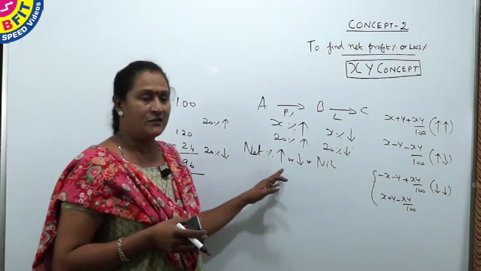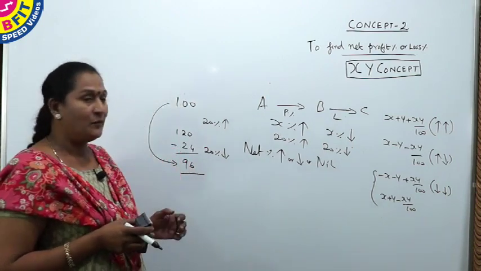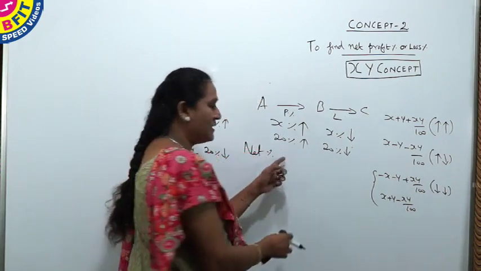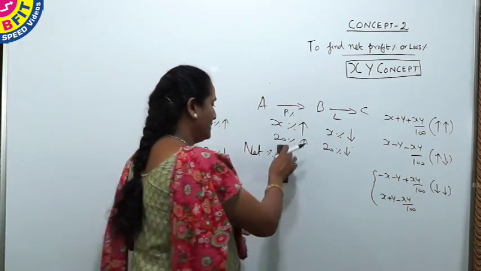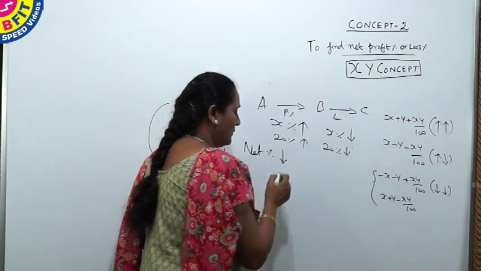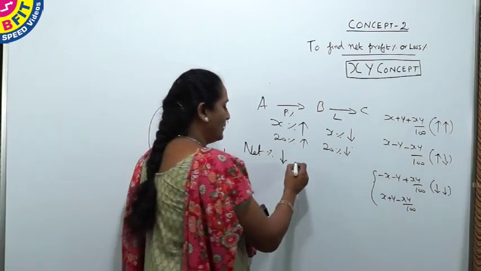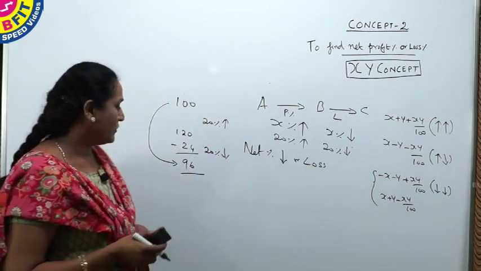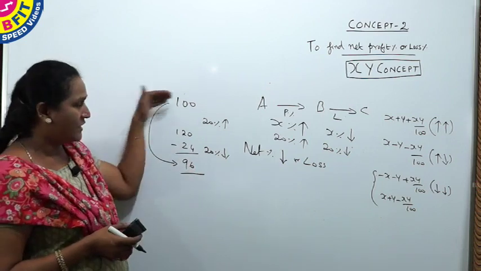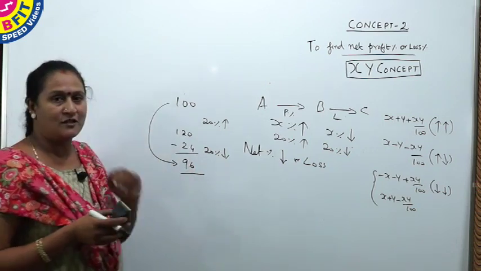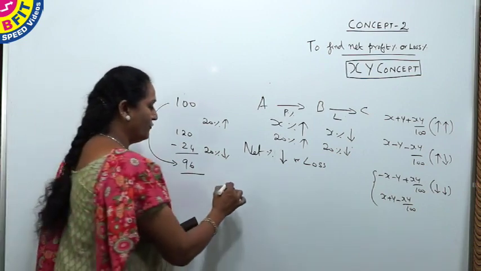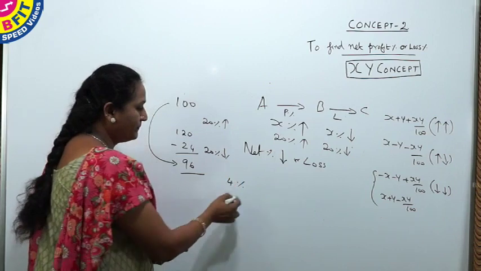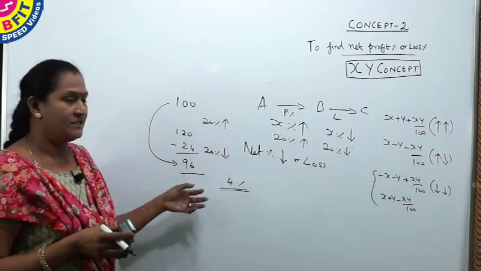So is it an increase, a decrease, or nil effect? It will be always a decrease. Whenever you have the same percent increase and the same percent decrease, please remember it will always be a decrease percent, or if there is profit or loss, it will always be a loss. So what is the loss percent here? The base is 100. From 100 it has come to 96. So what is the decrease? 4. It is decreased by 4 as the base is 100. The decrease percent or loss percent is 4.